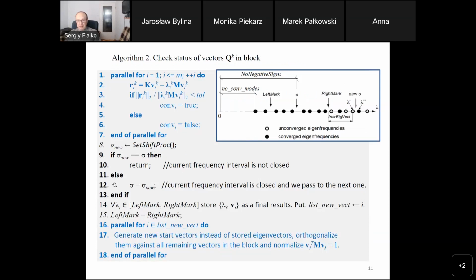It is such a situation, and we store all converged Ritz pairs between left mark and right mark as the final result. We pass to the next frequency interval, item 15, and in the second parallel loop, we generate new start vectors at the positions of the converged eigenpairs, orthogonalize them against themselves and against all remaining vectors in the block, and normalize them.